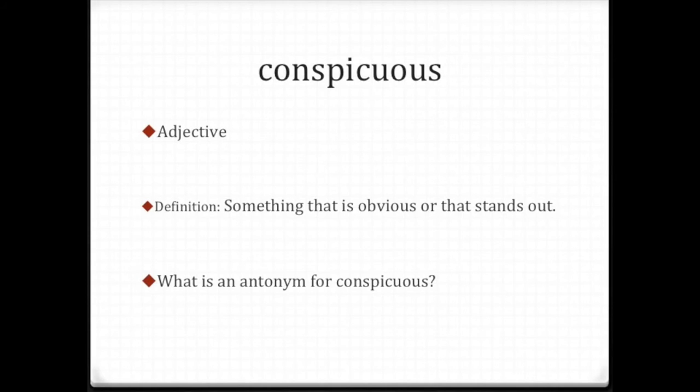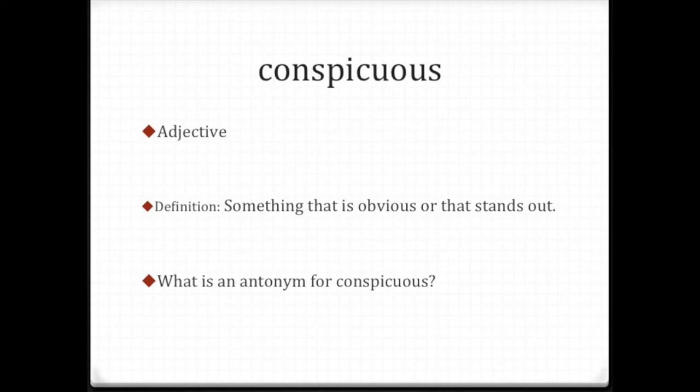The next word this week is conspicuous. We can tell right away that conspicuous is an adjective because it ends with the OUS suffix. Adjectives are describing words, and here's the definition: something that is obvious or stands out. You can use conspicuous in a sentence like this. It was so conspicuous that the students were passing notes that the teacher had no choice but to collect it from them.